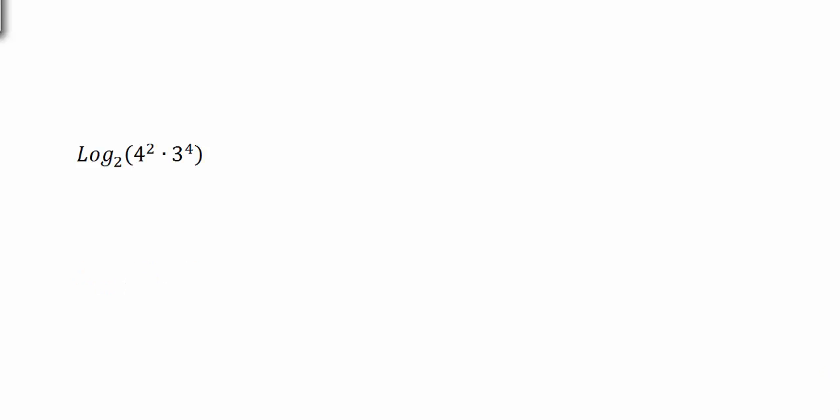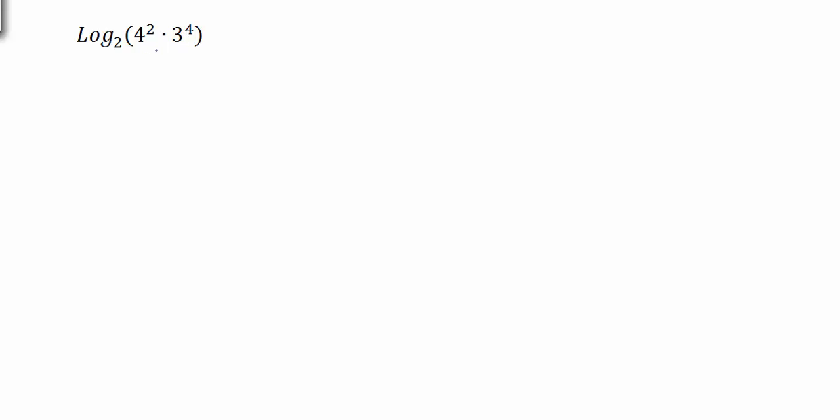All right, one last example. How can we manipulate these values using our properties? Log base 2 of 4 squared times 3 to the 4th. Well, we want to possibly try to write these with a base of 2. And you may notice one of the first things we may try to do here is to rewrite this with the multiplication.